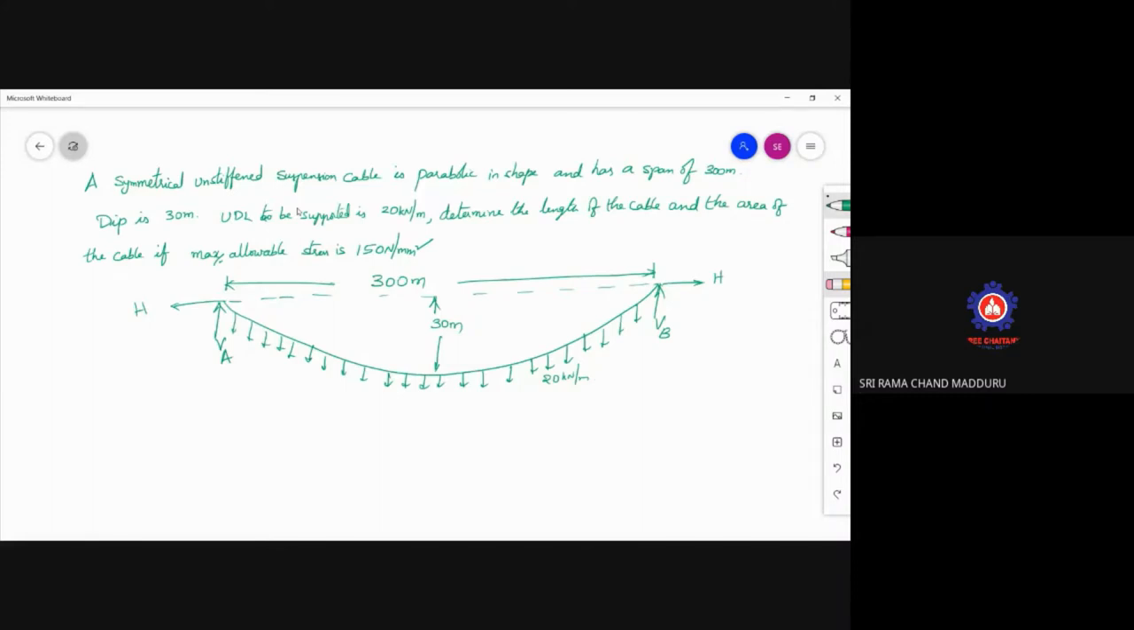Now the first step, first of all, what they are asking, to calculate what is the length of the cable. So as per parabolic shape, what is the formula for length of the shape? Ls is equal to L plus 8 D square by 3L. Remember this formula. Ls, length of the suspension cable, is equal to L, the span, plus 8 D square by 3L, D is the dip. So substitute here, 300 plus 8 into 30 square by 3 into 300. So that is the entire length of the cable. How much you got?